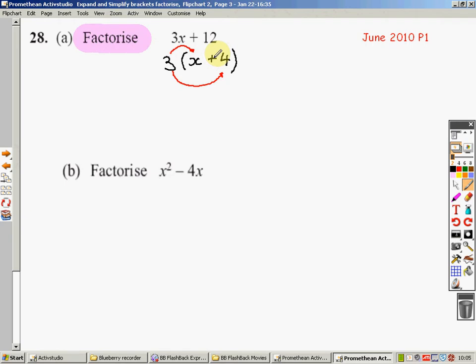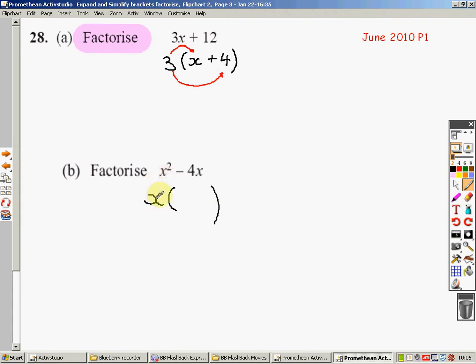Question 2. Again, what is common to both there? Is there a number that's common to both? Nope. Is it in a times table? Well, the only times table in is the 1 times table, so that's no help. Is there a letter that's in both? Well, yes, I've got an x. So x outside the bracket.